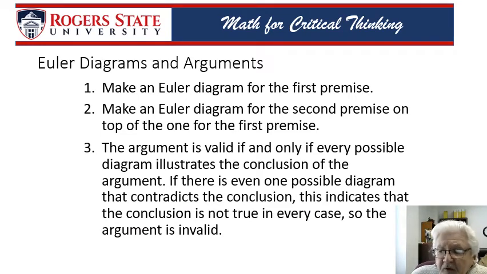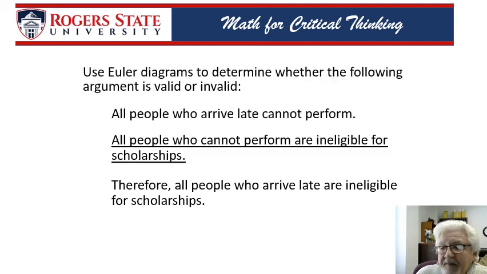First thing, make an Euler diagram for the first premise. We've got two premises to work with. So make a drawing, a picture of the first premise. Then make another picture for the second premise on the same sheet that the first premise is on. Now, the argument is valid if and only if every possible diagram illustrates the conclusion of the argument. So let's talk about what that means.